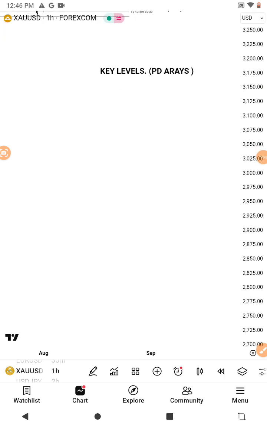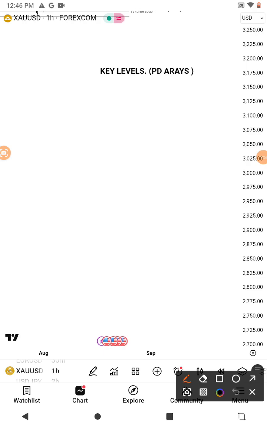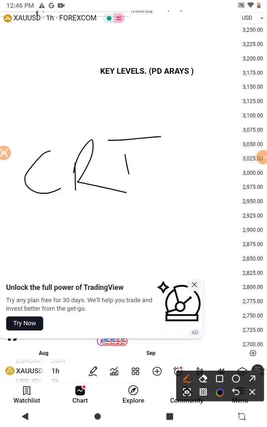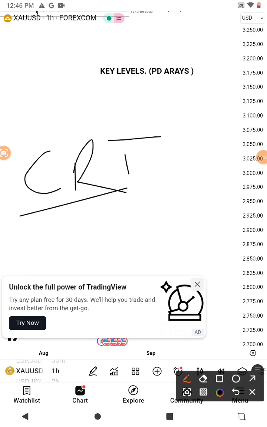Key level PDRA. The most useful key level in the exact strategy I'm trading, which is CRT. I think the intermediate students already know much more about this, so I don't need to share this video with them. But this is a beginner course, and also really important for the intermediate students as well. The most useful, the most effective key level in CRT.